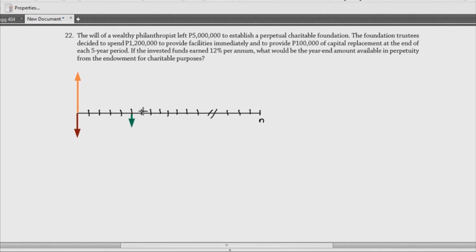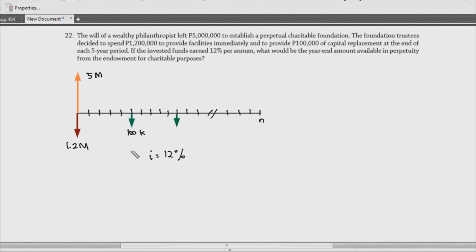So, meron yan. 1, 2, 3, 4, 5. Okay? So, yan. And then, 1, 2, may time skip dito. So, kahit di mo na siya lagyan ng dito, arrow down. Now, we can just have here yung 100K. This is 1.2 million. And then, this is your 5 million.